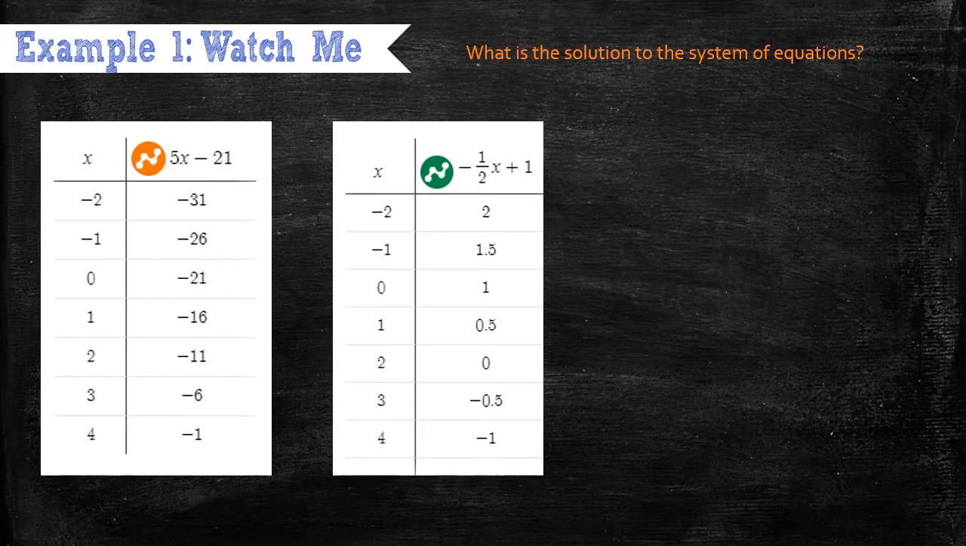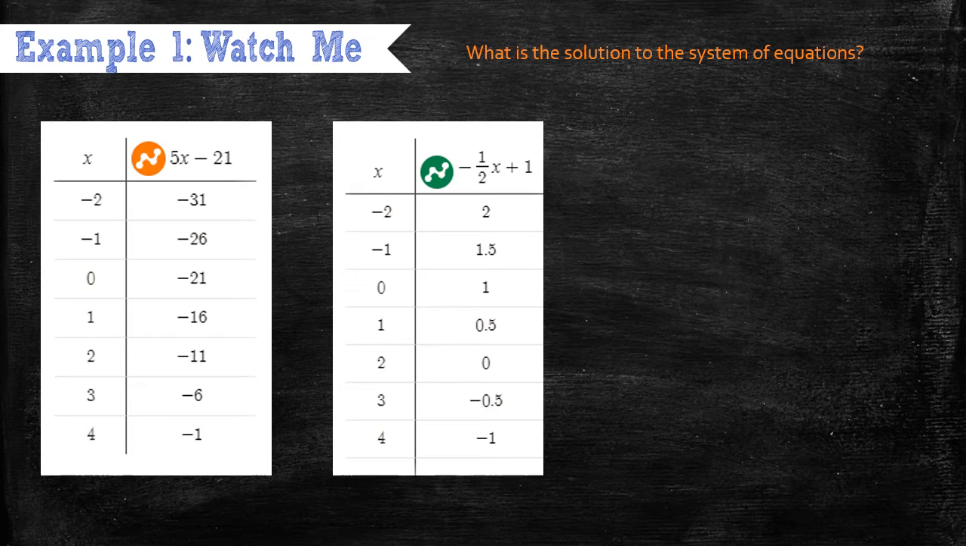In this first example, it asks, what is the solution to the system of equations? Remember that a solution is where the two lines cross or where they intersect, and that point is the same for both equations. So when I look at the table, I'm trying to find the point where it's the same in table A and table B. In essence, you're looking for the same x and the same y that match up.